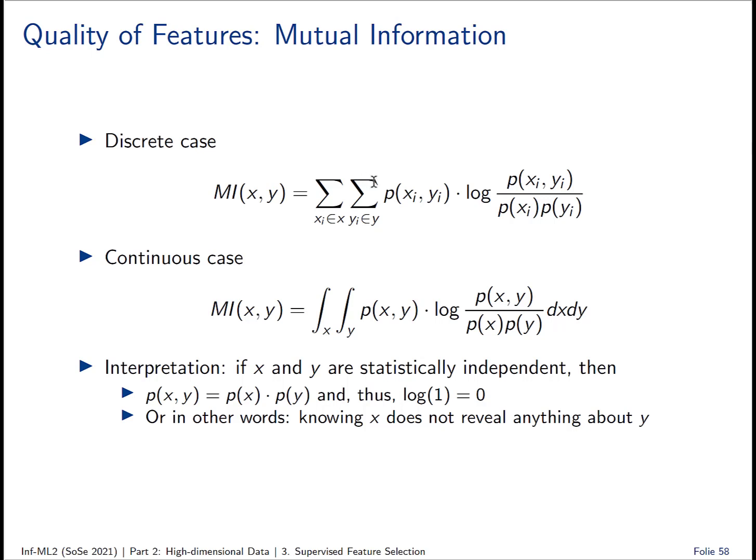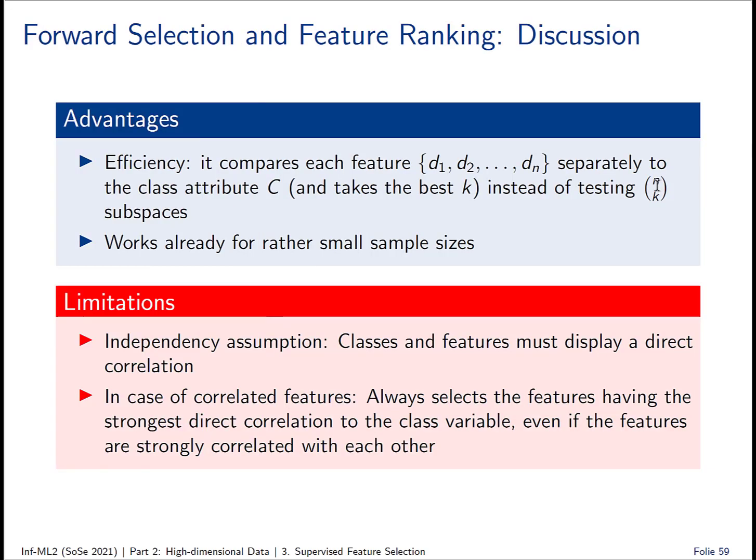In other words, the smaller the mutual information is, the closer it is to 0. Knowing X does not reveal anything about Y. So that is bad, that is the worst case. We look for features that have a high mutual information. So that is another measure that can be applied for evaluating different features here.